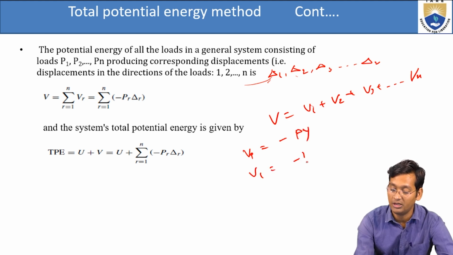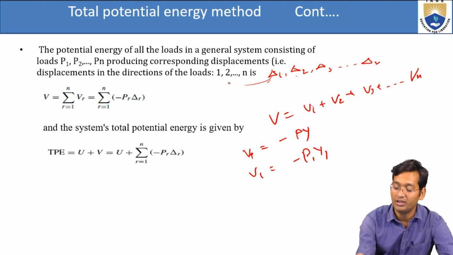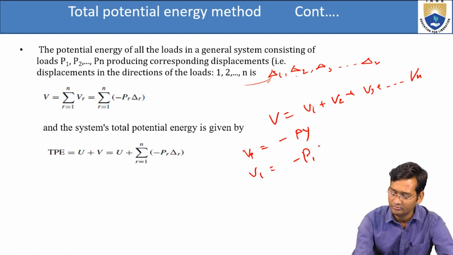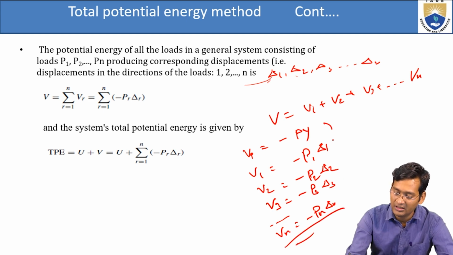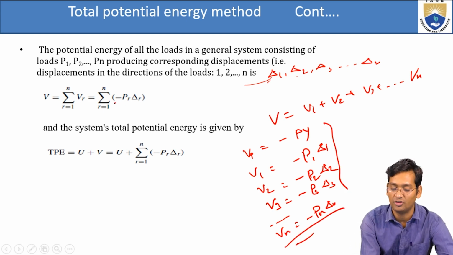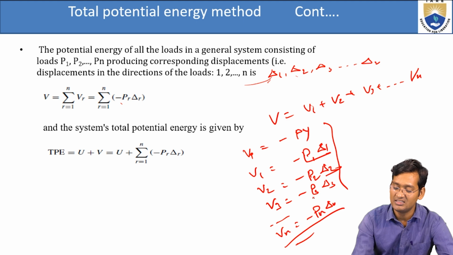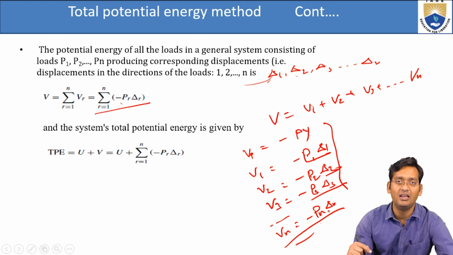So V1 will be what? Minus P1 y1, or what we are taking as delta 1, so minus P1 delta 1. V2 will be equal to minus P2 delta 2. V3 will be equal to minus P3 delta 3. And so on, Vn is equal to minus Pn delta n. So instead of writing this again, simply write minus the sum of Pr delta r. Now put r equal to 1: minus P1 delta 1. V2 is minus P2 delta 2. V3 is minus P3 delta 3. V4 is minus P4 delta 4. Vn is minus Pn delta n.